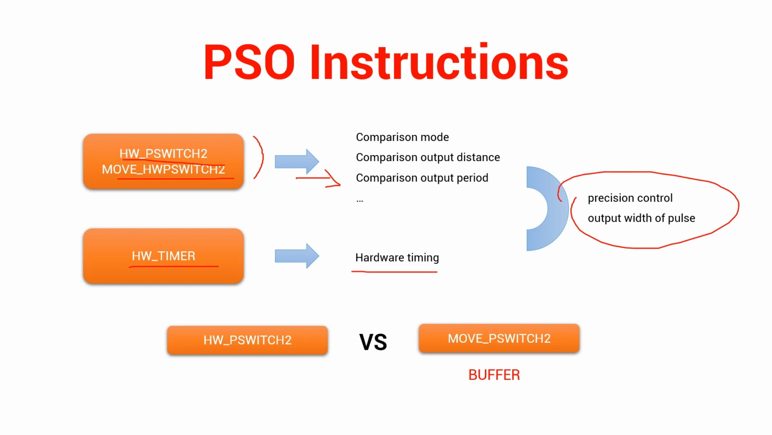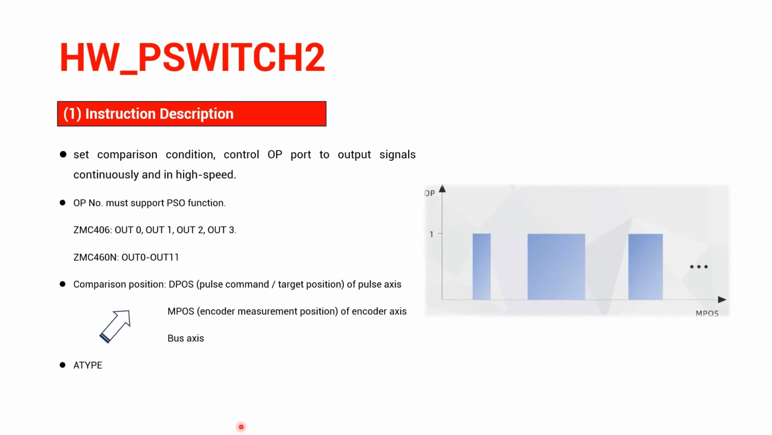Perhaps someone will ask, move HWP switch 2 and HWP switch 2 are alike, the same one? Actually, their usage, methods, and principles are the same. The only difference is the one with move will enter motion buffer and execute comparison in buffer. Okay, next see one by one.